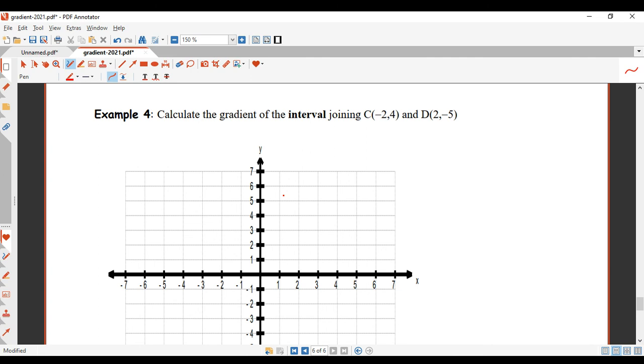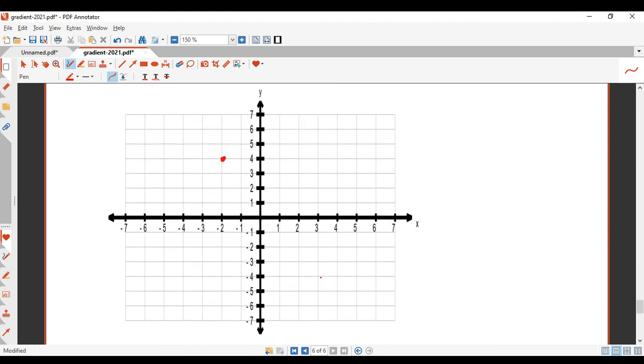You can maybe pause the video and try this one yourself. Right, so -2, 4. I'm going to plot that there, and then 2, -5. So we've got to go down a bit for that one. So 2, -5. All right, then I've got to join the line here. Join the 2 points. There we go. All right, so I'm going to form a right angle triangle now. So let's do that.